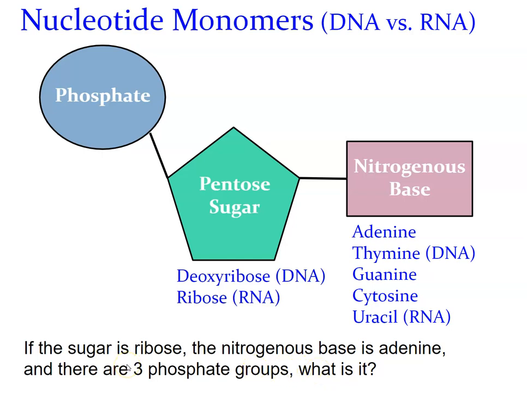What is that? The energy currency of all living cells is made up of the sugar ribose, the nitrogenous base adenine, and then 3 phosphate groups. Instead of just 1 phosphate group like we see in a nucleotide, there are 3 phosphate groups. If you recall, that's adenosine triphosphate, ATP. So ATP is also a nucleic acid. I just wanted to remind you of that.